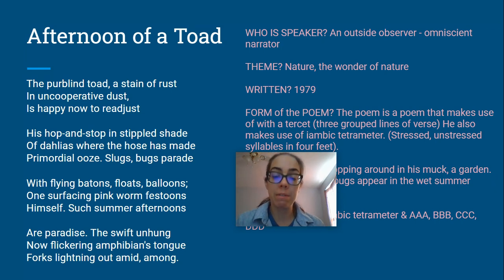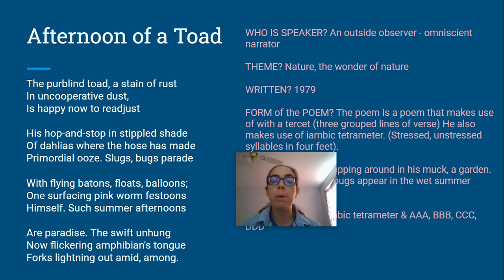Now, this was written in 1979. And if we look at his biography, David McCord, you will see that there's a timeline of when he was born and when he died and when this might have happened. But I looked this up and it was written in 1979. It was actually published in Poetry Magazine.